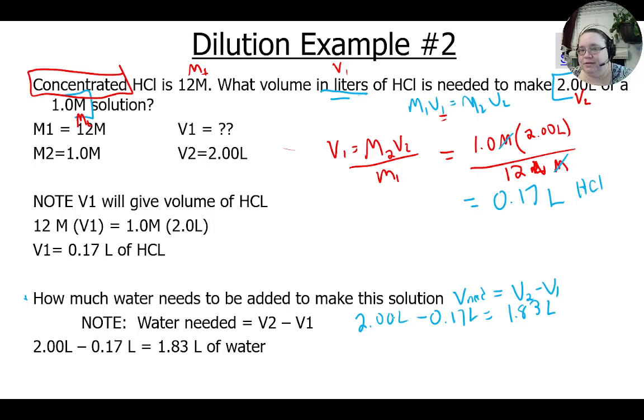So if I was using a graduated cylinder instead of a volumetric flask, I could take my 0.17 liters and pour it in the container. And then I could go and get another graduated cylinder and measure out 1.83 liters of water, pour it in the container. And I would have 2 liters of 1 molar solution.